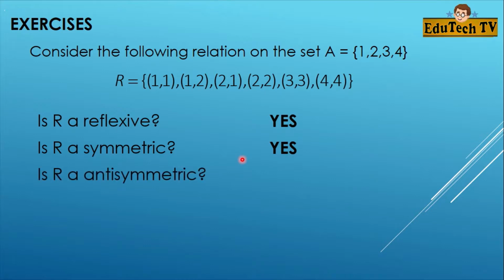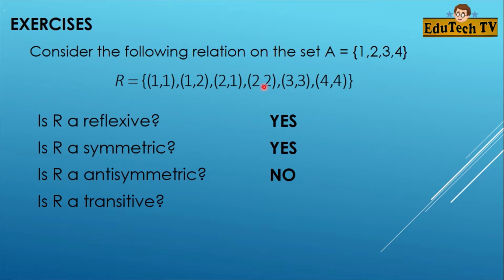Is R antisymmetric? So, let's test. Of course, this one is antisymmetric because A equals to B, or A, which is 1, is also equal to 1. Pero dito, 1, 2, 2, 1, pero yung 1 is not equal to 2. So therefore, R is not anti-symmetric. Okay?